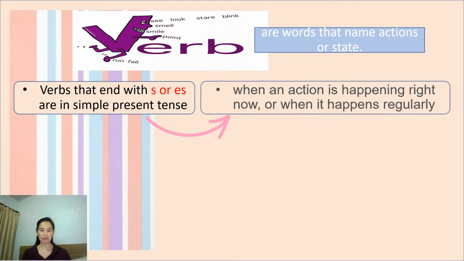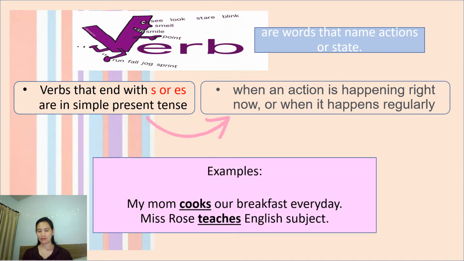Now, what is a simple present tense? It is when an action is happening right now or when it happens regularly. Simply speaking, simple present tense words are actions that happen continually, like every day. Examples: My mom cooks our breakfast every day, and Ms. Rose teaches English subject.